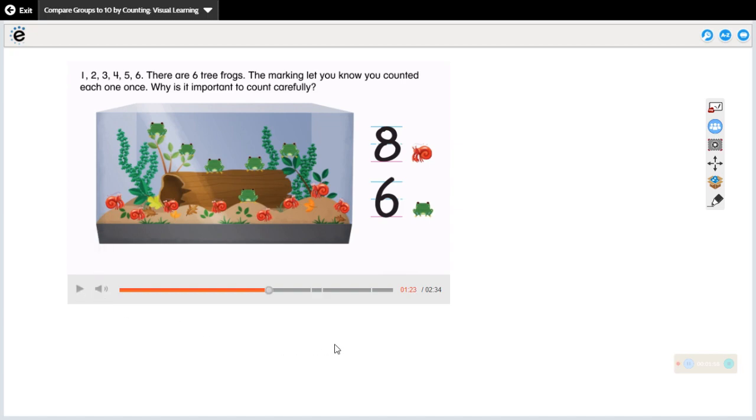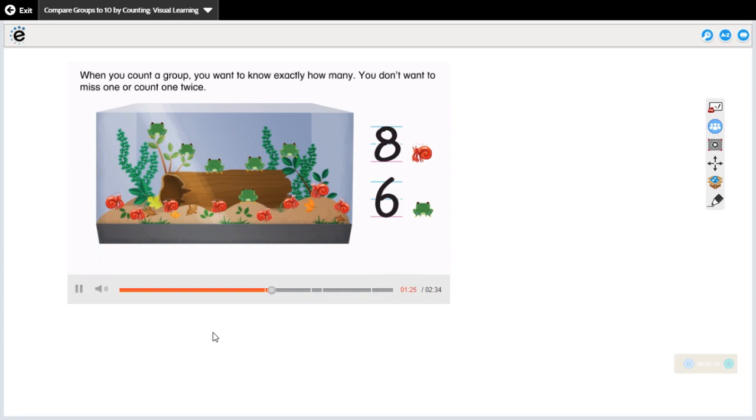So you guys see me do that a lot in these videos. I will put a little dot on the ones that I've counted. That way we know we've already counted those. So they're showing you the same thing. But they also asked you a question. Why is it important to count carefully? Why do you think that's something important to do?